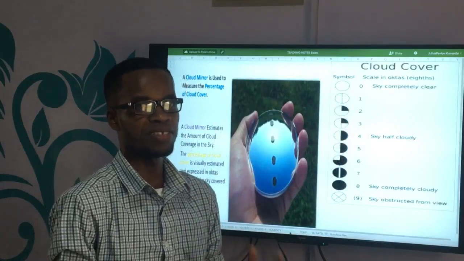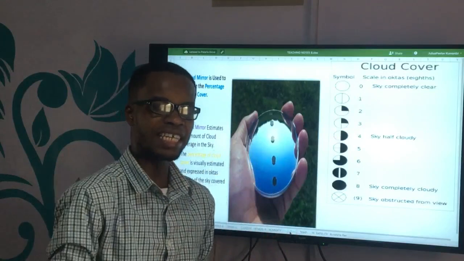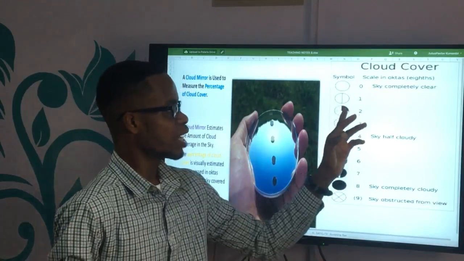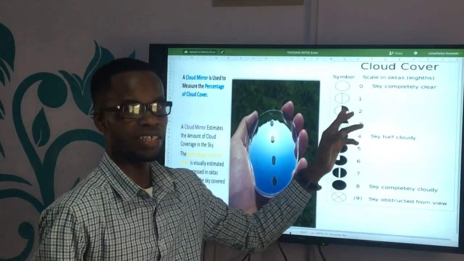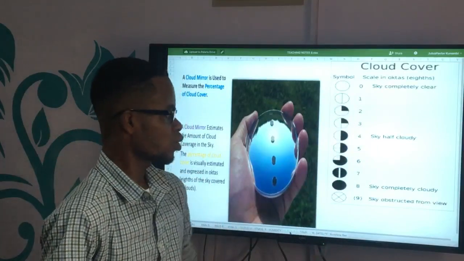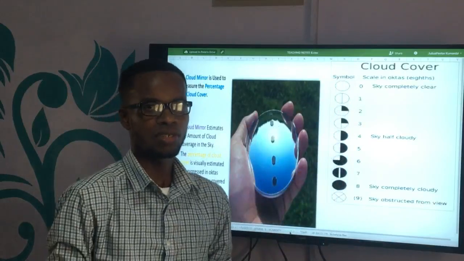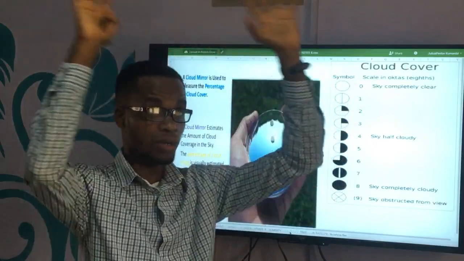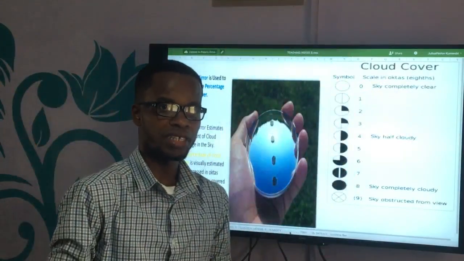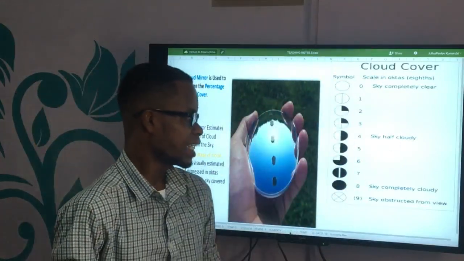So the octa becomes a basic unit because you have divided the surface of the mirror into 8 divisions, or 8 parts. If you have a section like this covered, then it means you are going to read 2 oktas. So you can see all these things, take note of them. Then when you do the demonstration, you can determine the amount of clouds covering the surface of the sky from your view. Then you know all the interpretation.